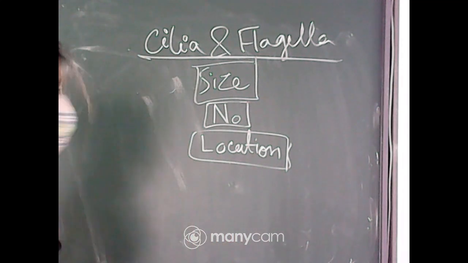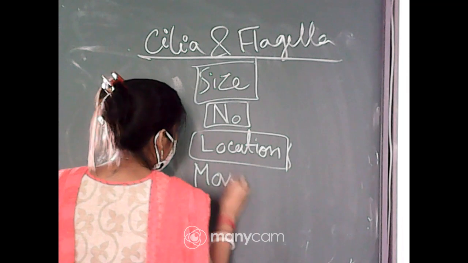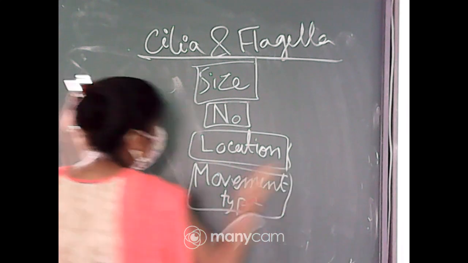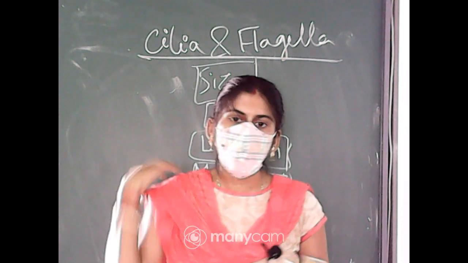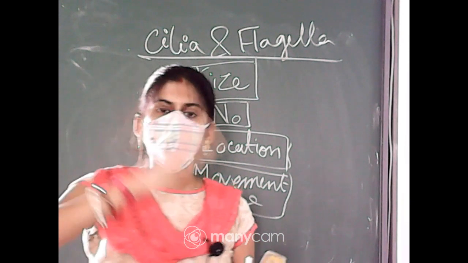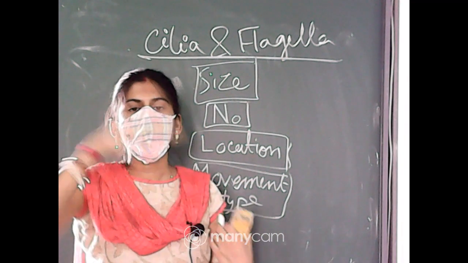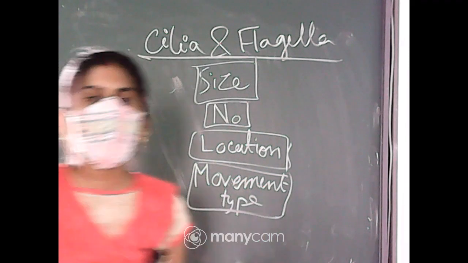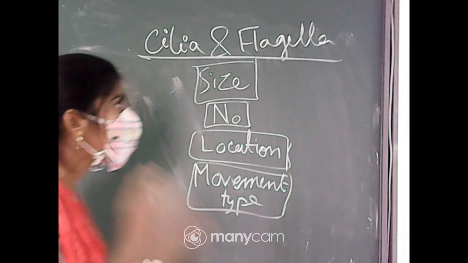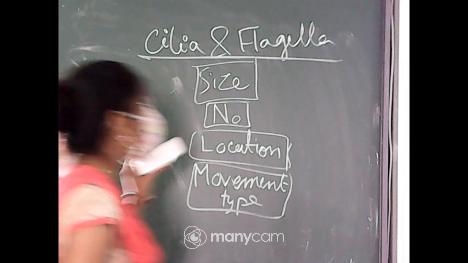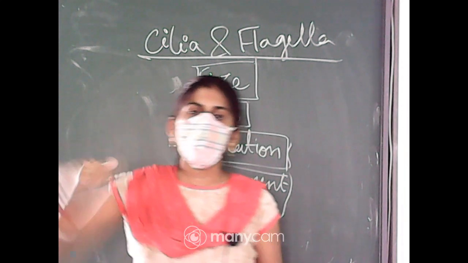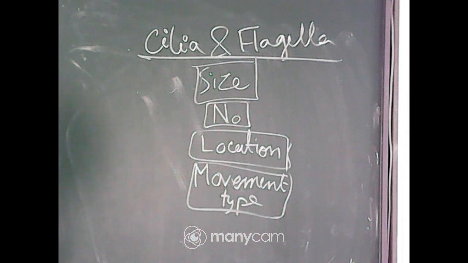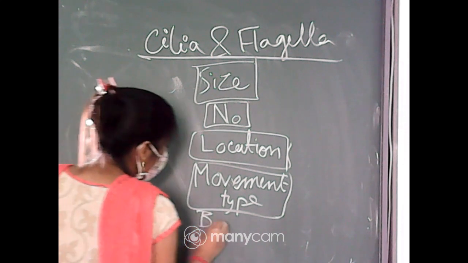Now, the next difference is movement type. In case of cilia, they show a special type of movement in which two strokes can be found. One is the power stroke, and again it will regain its position, which is called the recovery stroke. So, with the help of this power stroke and recovery stroke, the beating or movement of the cilia can be seen. But in case of flagella, an undulating, lashing or whip-like movement can be found.